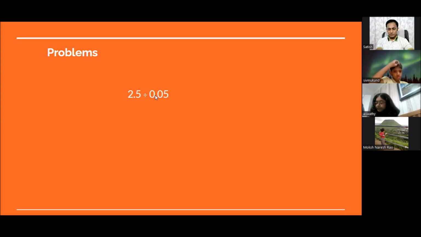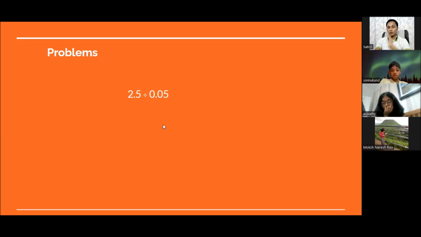See, we want to change both of these into integers. So 2.5, if you multiply with 10 itself, it will become 25. But then 0.05 has 2 decimals. You have to multiply with 100. So both numerator and denominator you multiply with 100. If you multiply 2.5 with 100, it will become 250. If you multiply 0.05 with 100, it will become 5. So this will become 250 by 5. 250 by 5 is 50.